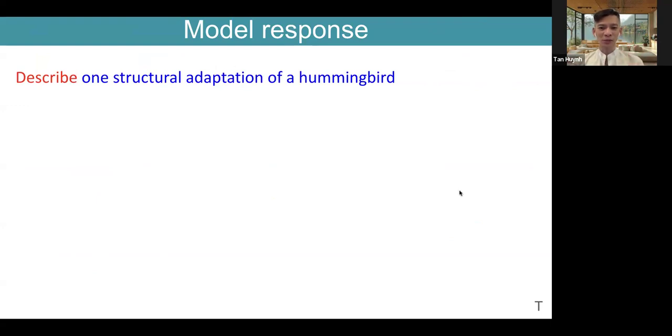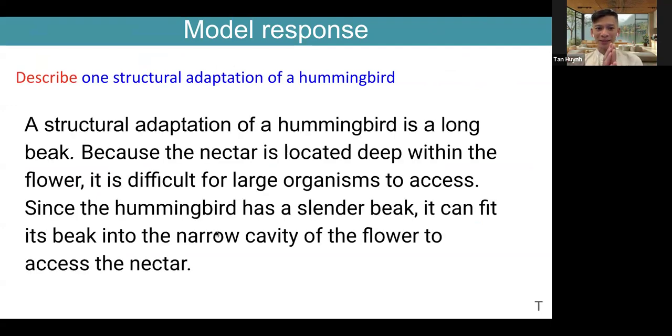a model response as if we were that grade. And so here's mine for grade 6. A structural adaptation of a hummingbird is a long beak. Because the nectar is located deep within the flower, it is difficult for large organisms to access. Since the hummingbird has a slender beak, it can fit its beak into the narrow cavity of the flower to access the nectar.